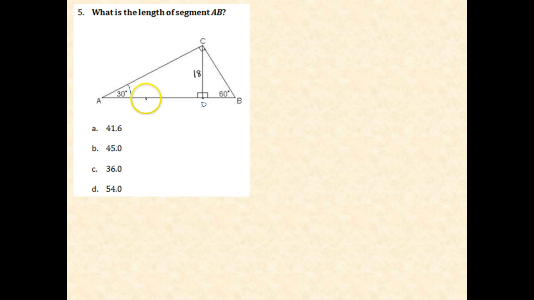To get segment AD, I have this angle, and I have the opposite side, and I want to find out the adjacent side. So opposite and adjacent, opposite over adjacent is the tangent function. So tangent of 30 degrees is equal to the opposite side, 18, over the adjacent side, which is AD. That's what we're going to try to solve for. What's the length of AD?